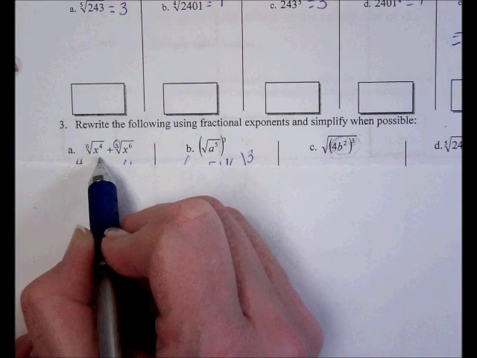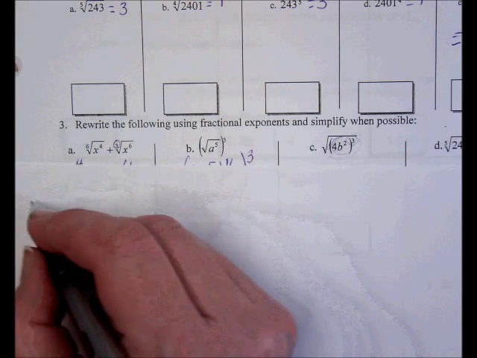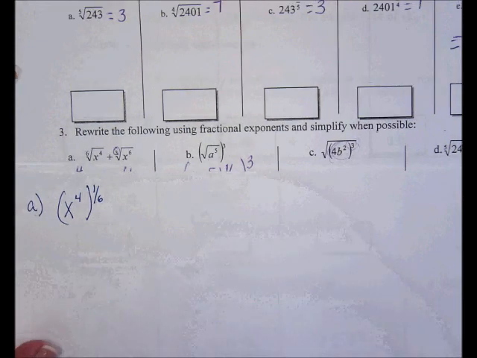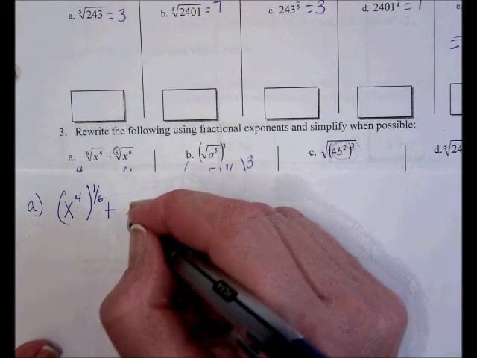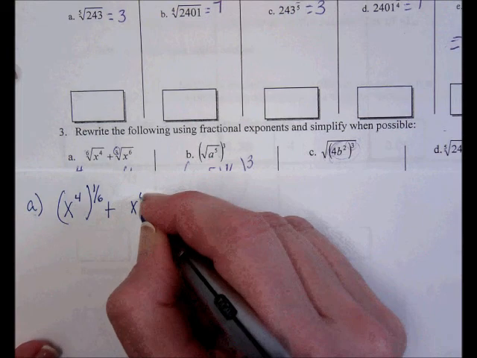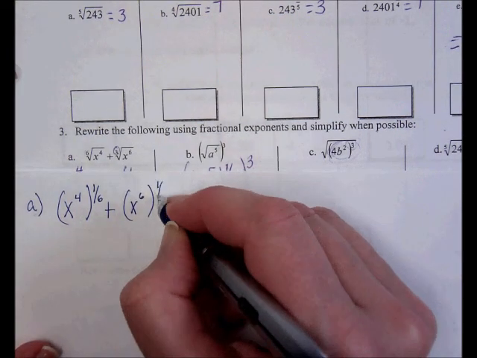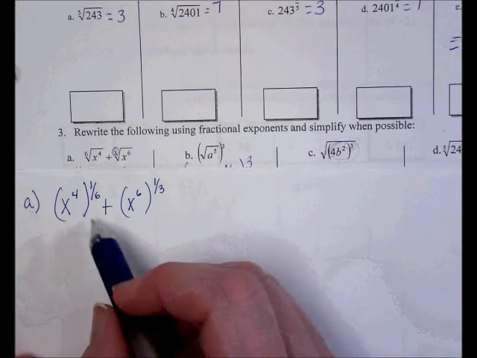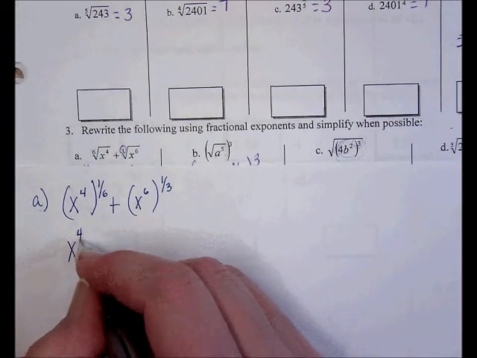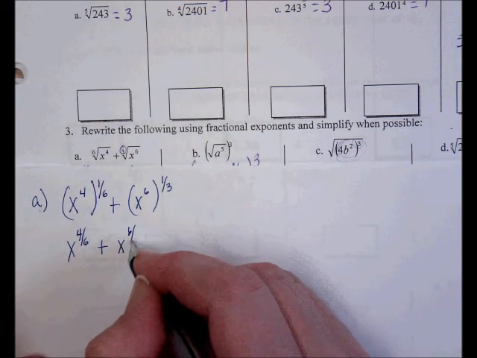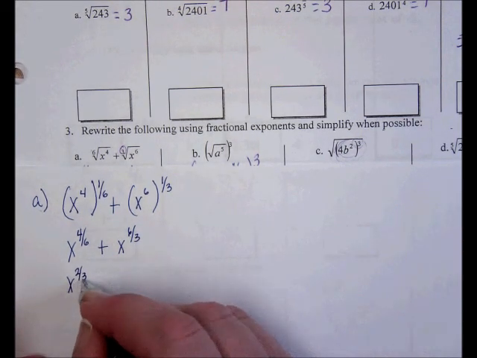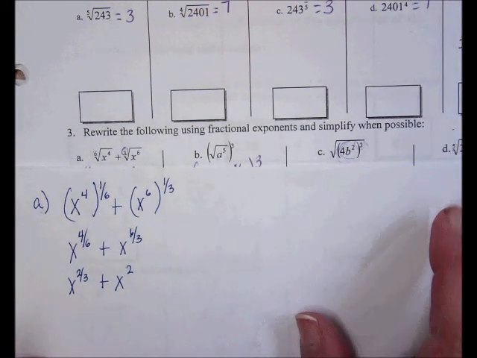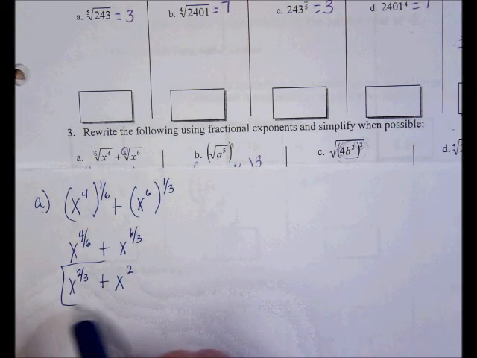So the sixth root of x to the fourth power. I can rewrite this as x to the fourth power to the 1/6 power, plus, and then here I have x to the sixth inside, and I have it to the 1/3 power. When I do that, I can apply my properties of taking a power to a power. So I have x to the 4/6 plus x to the 6/3. So I have x to the 2/3 plus x squared. And from here, that is as simple as I can get it.